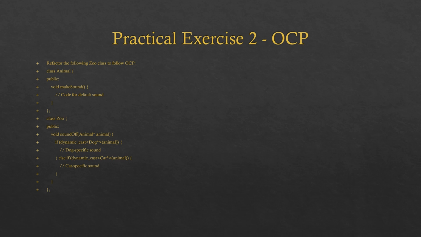For the second exercise, refactor the zoo class to follow the open-closed principle. Right now the class checks for different animal types and modifies its behavior based on them. How can we change the design so that adding new elements won't require modifying the zoo class?